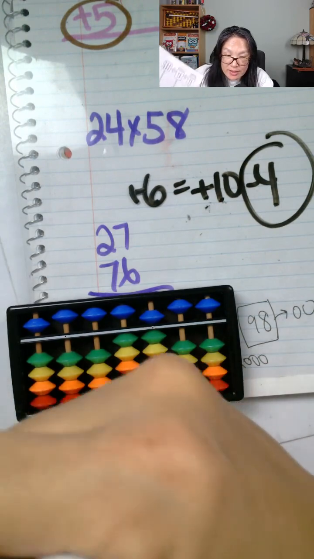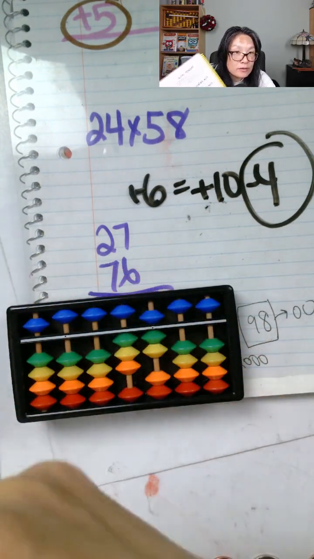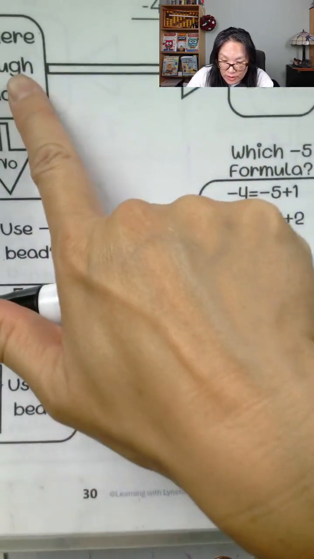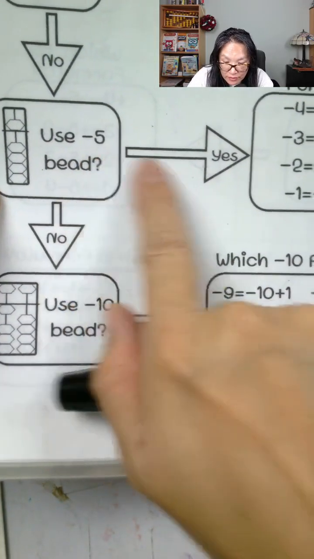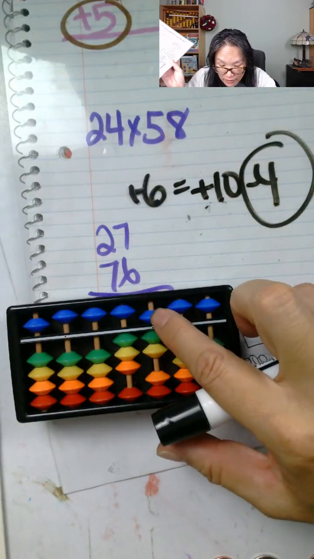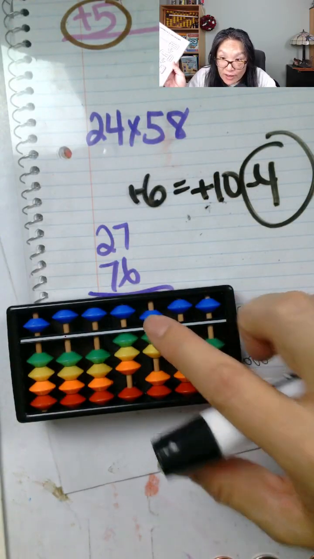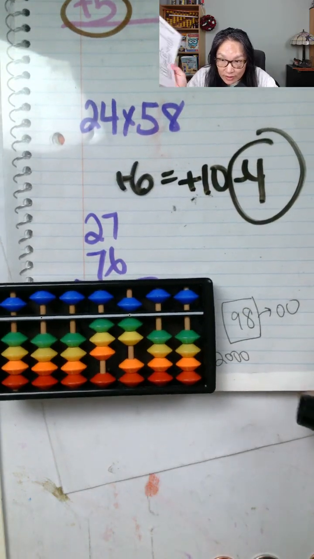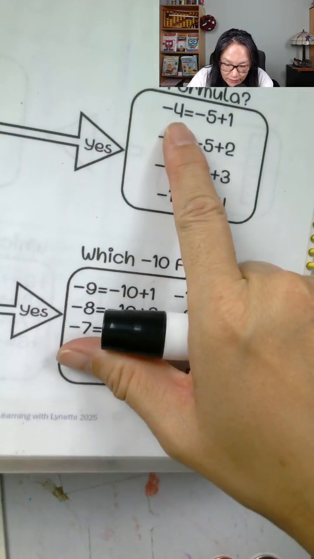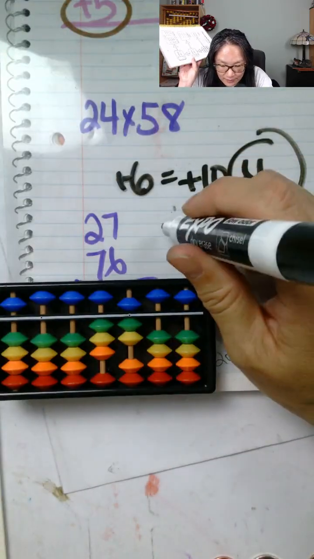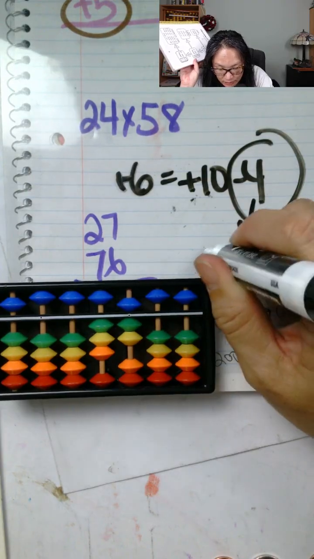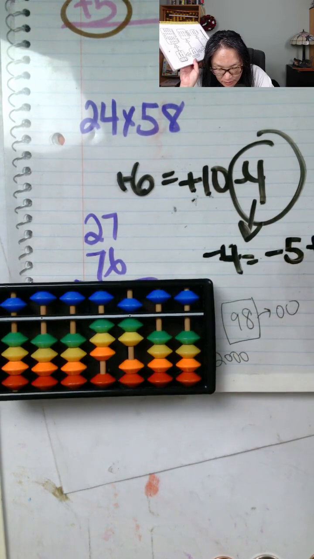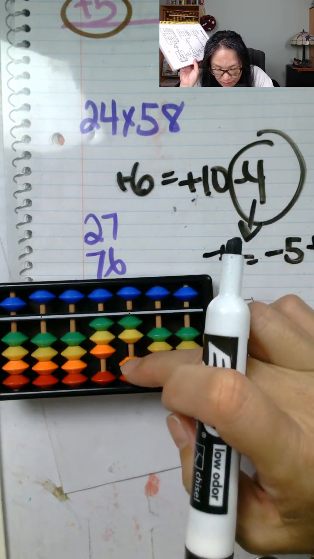Do you remember the abacus? Do you remember the formula to take away the 4? Take away the 4 is what? Can we take away the 4? Yes or no? No, we can't. We cannot take away the 4. Guess what? We're going to minus the 5, right? Can we take away the 5? Yes, we can take away the 5. So all we got to do is minus the 5 plus the 1. So this is where it comes two-step. Minus the 4 is equal to minus the 5 plus the 1.